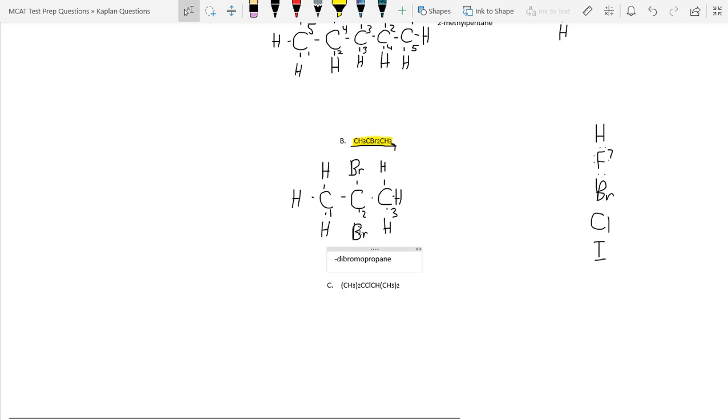And now I just need to number them where they're at. So both of them are on the second carbon. So all I have to do is 2,2-dibromopropane. So that's the structural formula and the IUPAC name for B.